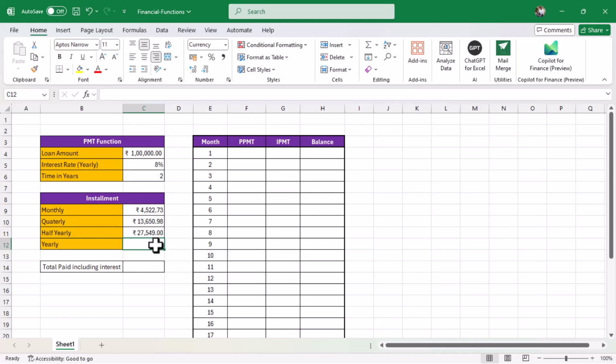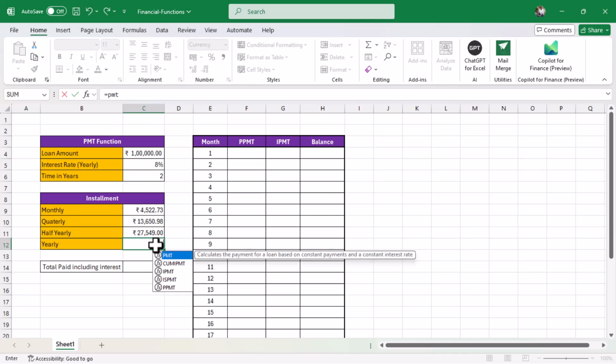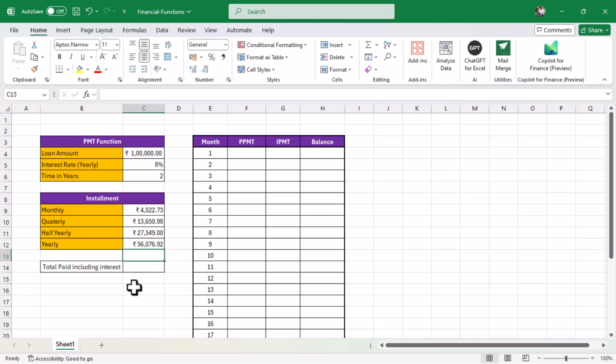And finally, I want to find out the yearly installment amount. So it will be equal to PMT, open bracket, interest rate, comma, total number of periods, comma, the loan amount, which is a debt on me, so negative, the loan amount, hit enter, and you get the yearly installment amount.